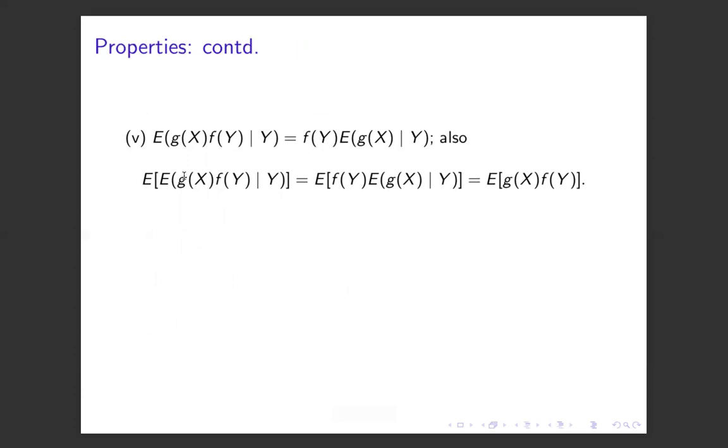So here, note that g is a function such that g of x is integrable and f is a bounded function. So the conditional expectation of g(X) times f(Y) given Y can be proved. This f(Y) can be taken out like a constant, multiplied with the conditional expectation of g(X) given Y.